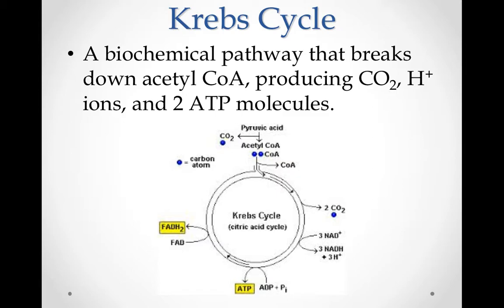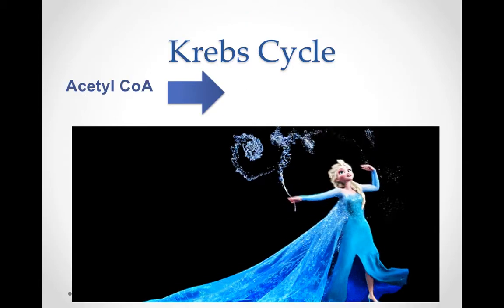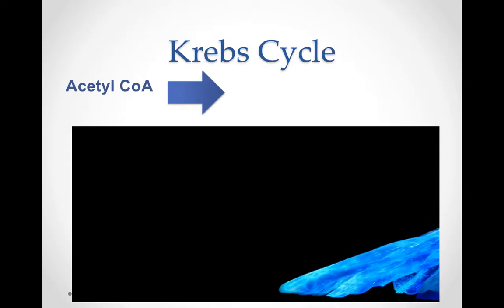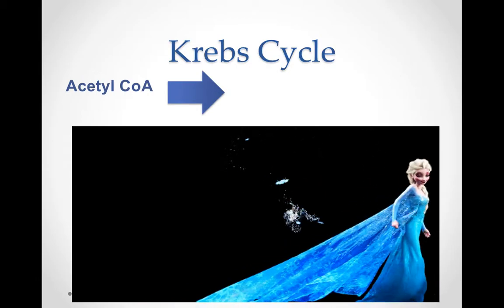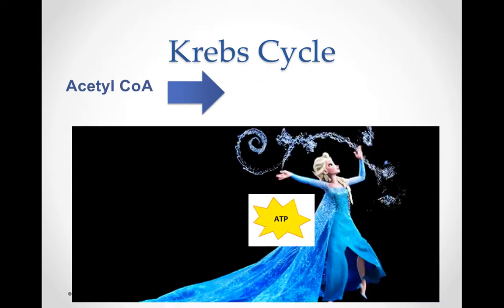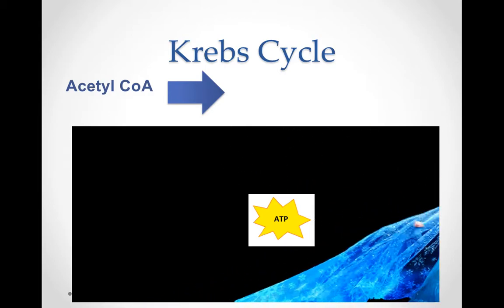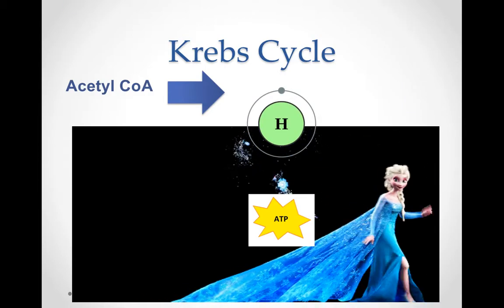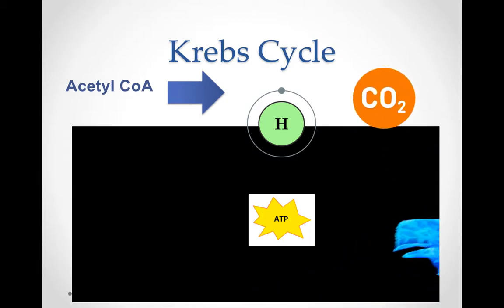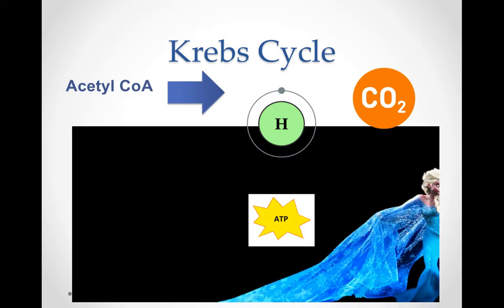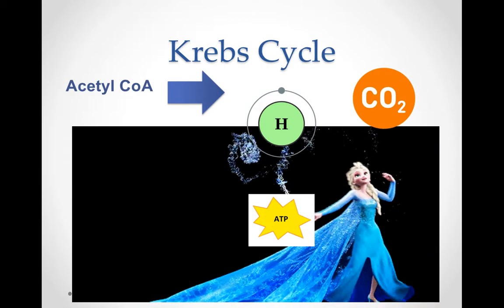The next phase after this is the Krebs cycle. So look at that again: acetyl coenzyme A, all gussied up, ready to go, is going to go to the mitochondria. It's going to give me ATP, it's going to give me hydrogen ions, and it's going to give me carbon dioxide. There's that waste product. That's why we're breathing it out.